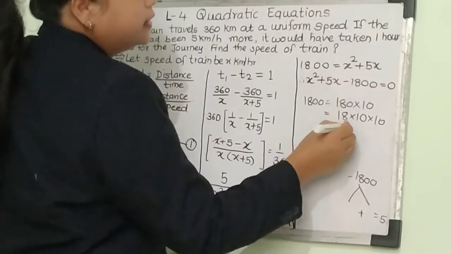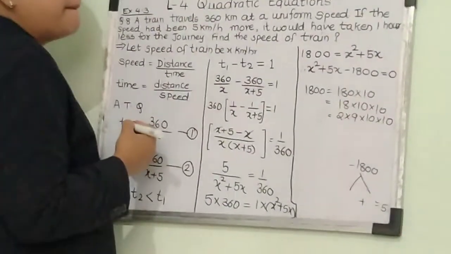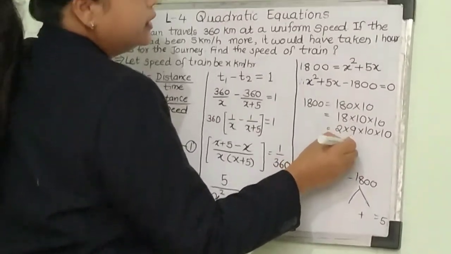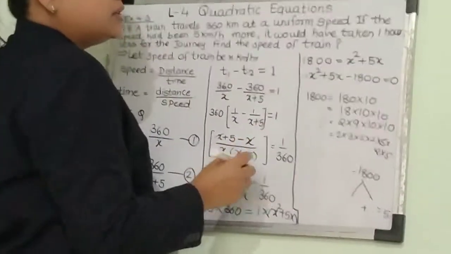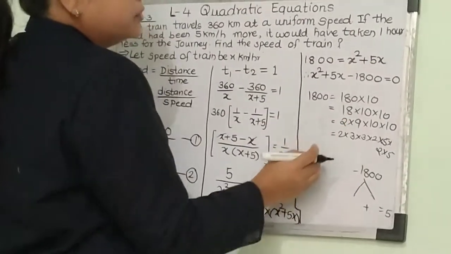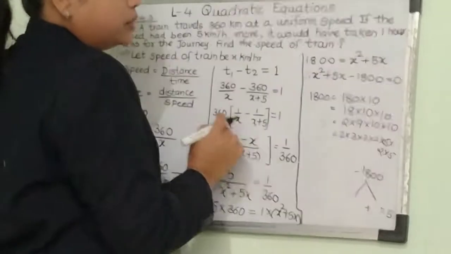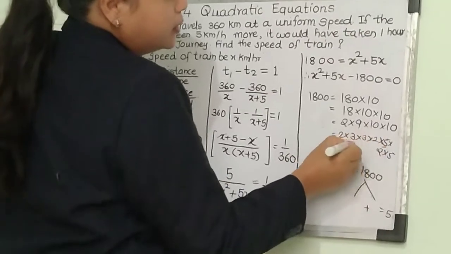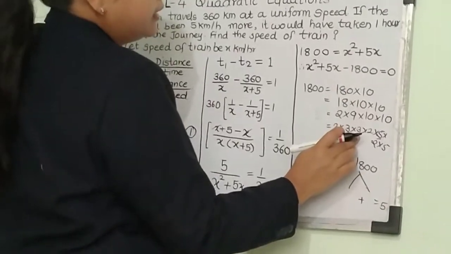Suppose I write 2 into 9 into 10 into 10. Again I will factorize: 2 into 3 into 3 into 2 into 5 into 2 into 5. So these are the factors of 1800. Now we have to make groups of two numbers from these factors such that the addition will be 5. So here I will consider first 2 3s are 6, 6 3s are 18.